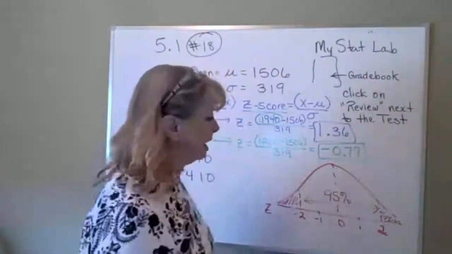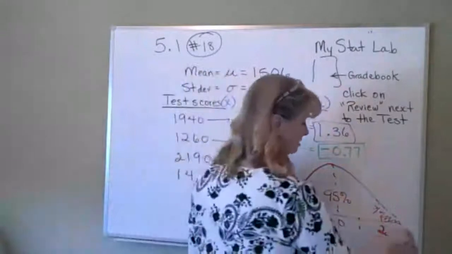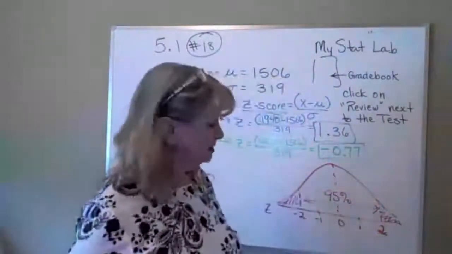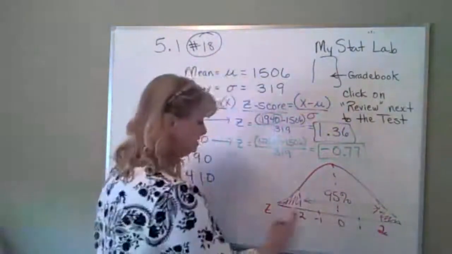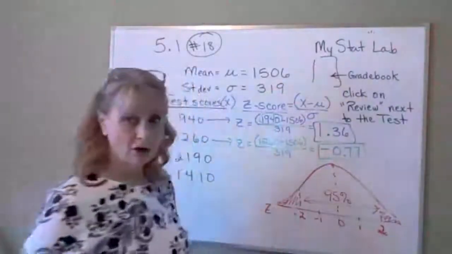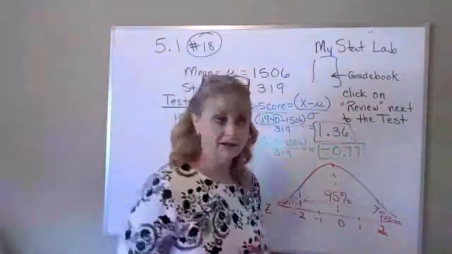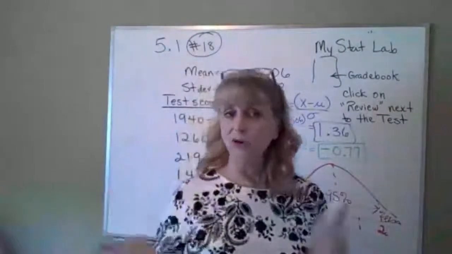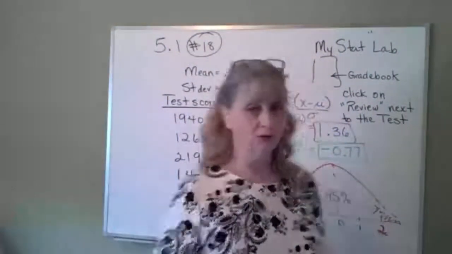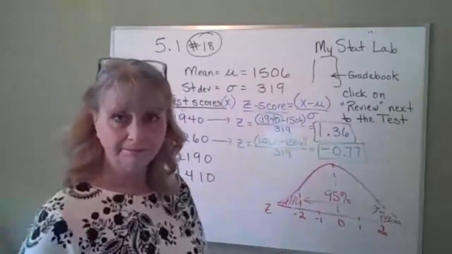And so the probability of a z-score being bigger than 2 is actually 2.5%. The probability of a z-score being less than negative 2 is also 2.5%. So basically we say if a z-score is bigger than 2 or less than negative 2, it's unusual. Does that help, Christina?